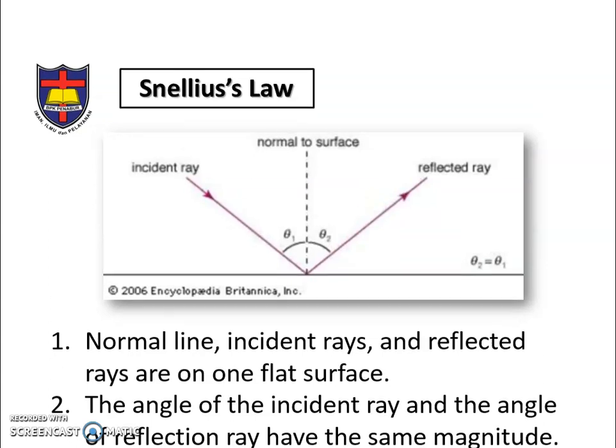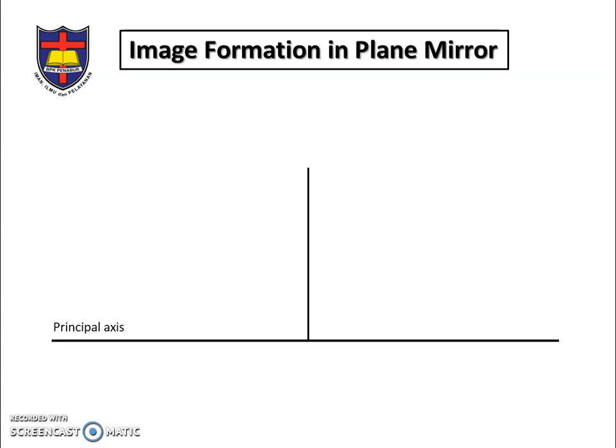How does it work? First of all, let's draw a principal axis, a horizontal line. Then, let's draw a vertical line as a plane mirror. The left side is the front side, and the right side is the back side of the mirror. Please give some shading as a sign that shows the back side of the mirror. Next, let's draw an object. For example, let's draw an arrow facing upwards.